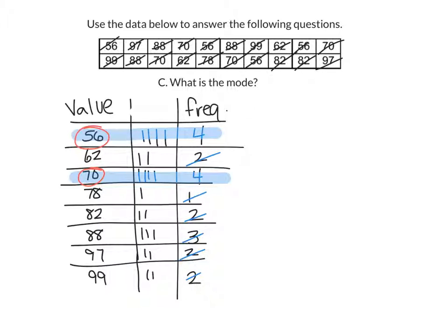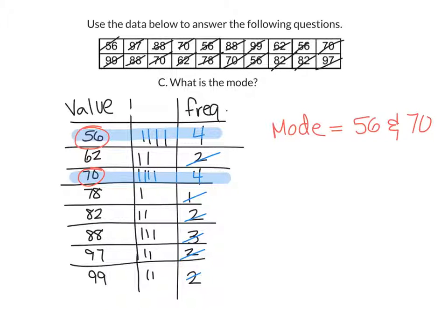Now, like we said, the mode is the number that occurs most often. But if 2 numbers occur most often, then both numbers are the mode. So for this case, this data set has 2 modes. The modes are 56 and 70.